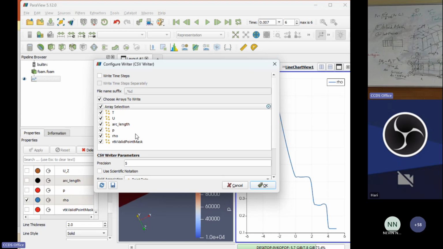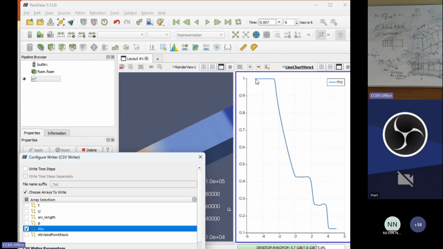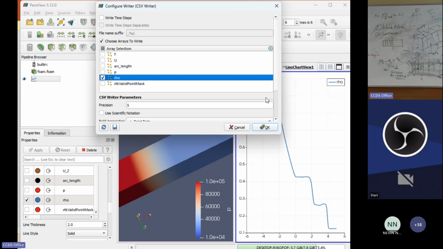And another feature that is available over here is you can choose which array you want to write. If you need, you can write velocity, pressure, density individually to save space. So I'm just interested in looking at the density. I'll choose the density over here. And this plot is at 0.007 seconds, and then please save it.